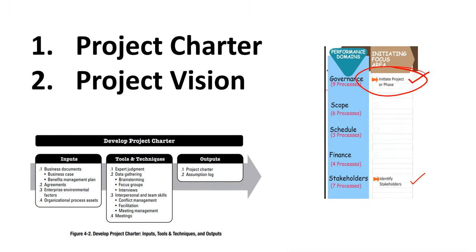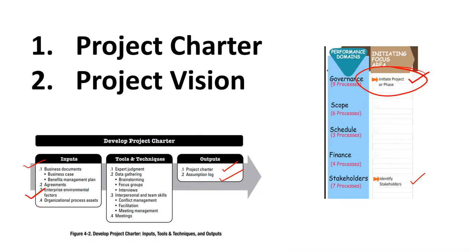In hybrid and agile projects, we also make the project vision. So we will learn in this lesson how to make the project charter and the vision statement. So these are the ITTOs, inputs, tools and techniques of how to make the charter. You can see the charter is the output as well as the assumption log. Here the inputs are business documents, which consist of two parts, business case and benefit management plan, which we have learned in detail in our last lesson.